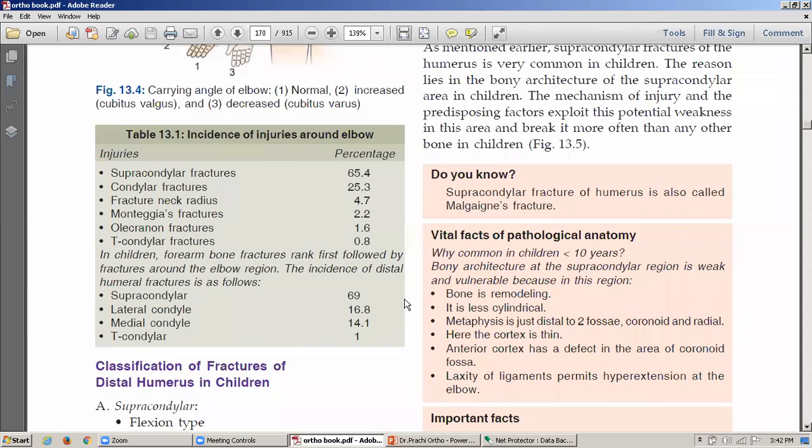T condylar fractures are 0.8, and in children, forearm bone fractures rank first, followed by fractures around the elbow region. The incidence of distal humeral fractures is as follows: supracondylar 69, lateral condyle 16.8, medial condyle 14.1, and T condylar 1.